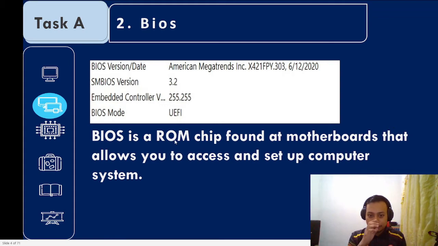Next, I'm gonna explain about the BIOS. BIOS is a ROM chip found on the motherboard that allows you to access and set up the computer system. The BIOS version is American Megatrends, and the date is 6 December 2020. The other information is stated in this image.